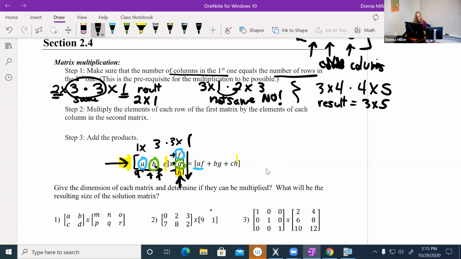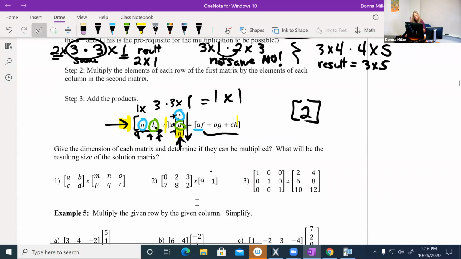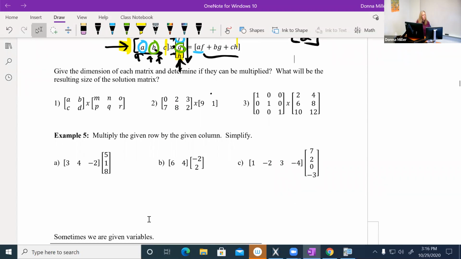So what I want you to see, when I multiply a 1 by 3 by a 3 by 1, what's my result? 1 by 1. So it's really just one number with brackets around it. So that can happen. A 1 by 1 matrix just kind of looks like that. But I want you to understand the process goes across the rows and down the columns. First, we're gonna look at a few matrices and see if we can multiply them. We're gonna make that determination and then we'll practice multiplying. So for number 1, what's the dimensions of this first guy?